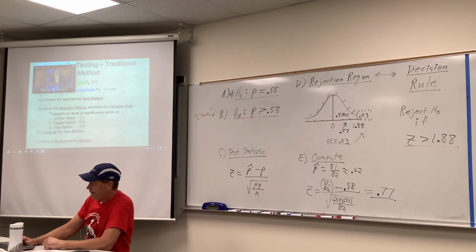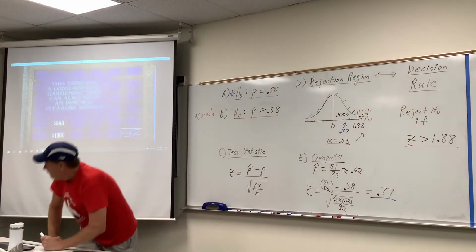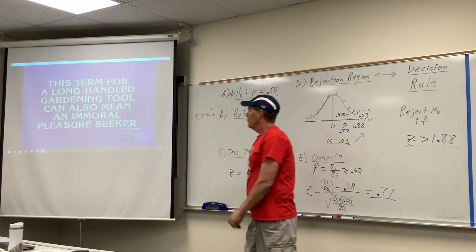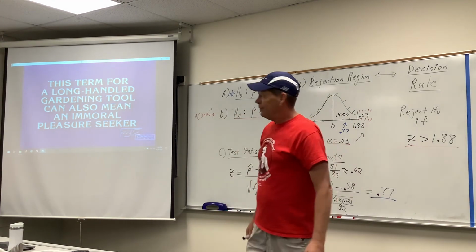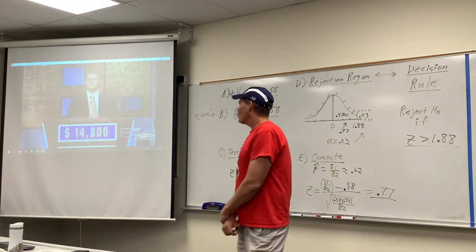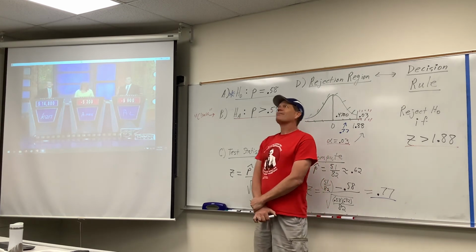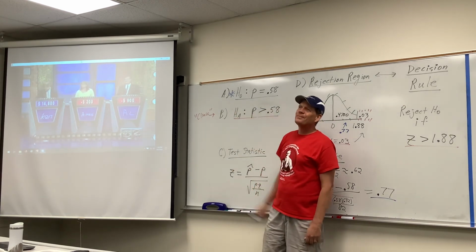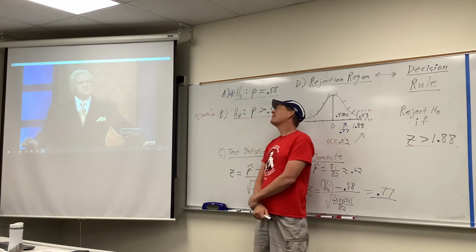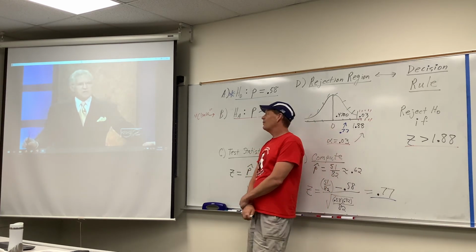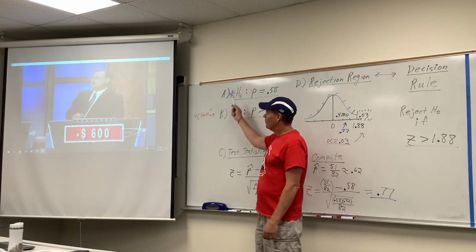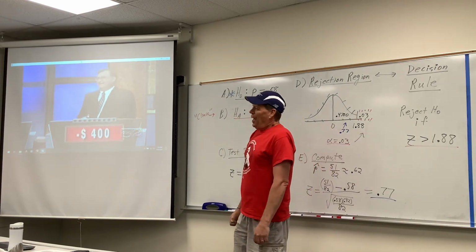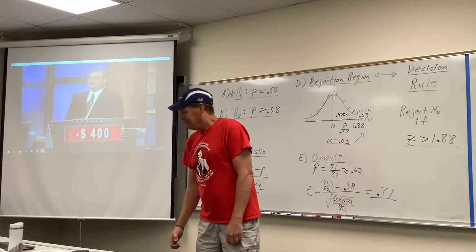Less than a minute now. 25 for 200. This term for a long-handled gardening tool can also mean an immoral pleasure seeker. Ken, what's a hoe? No. Whoa! They teach you that in school in Utah, huh? Al, what's a rake? A rake is right. You select, Al. 400, please.